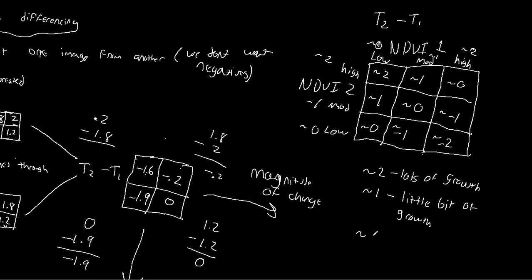So what about a value of 0? Where do we see 0? Well, we see 0 when we have a high minus a high. We see a 0 when we have a moderate minus a moderate. And we see 0 when we have a low minus a low. So what does that mean? It basically means we didn't change, right? So values around 0 basically mean no change.